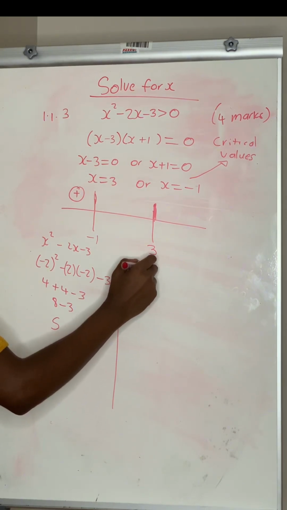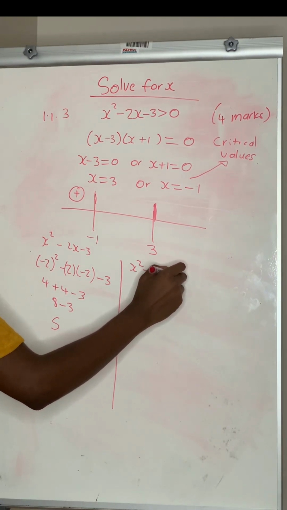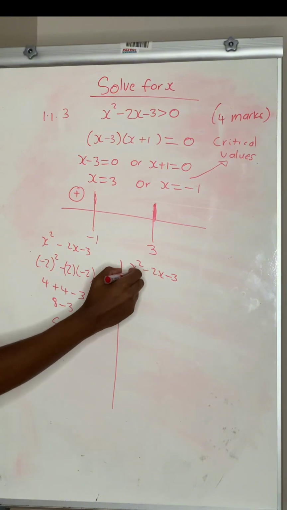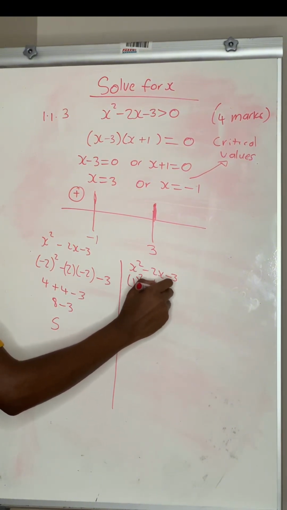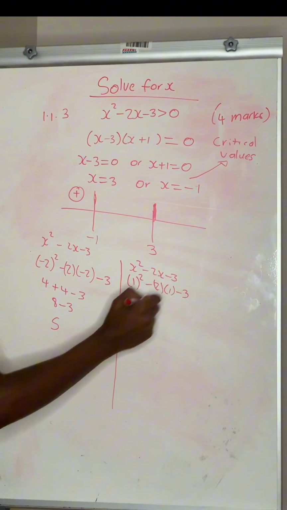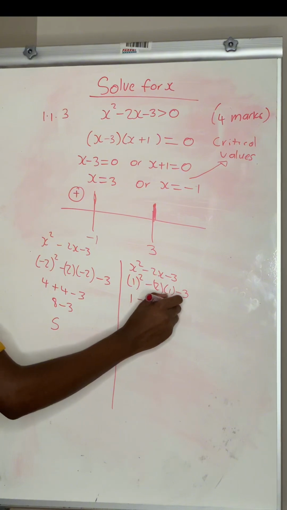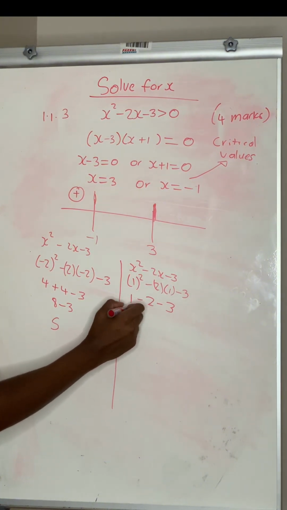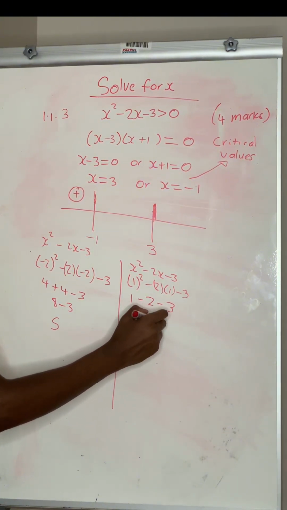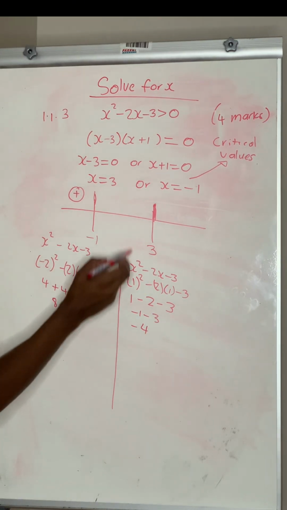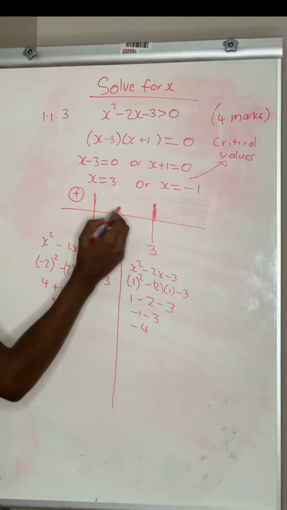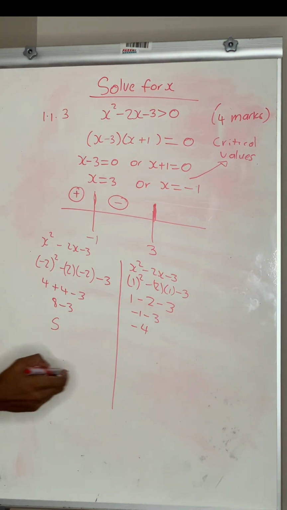Okay, so it's x squared minus 2x minus 3. Let's then try substituting positive 1. So 1 all squared minus 2 times 1 minus 3. So this is positive 1 minus 2 minus 3. 1 minus 2, that is negative 1, and then minus 3. Negative 1 minus 3, that is negative 4. So all values of x that are in between negative 1 and 3 give us a negative output.